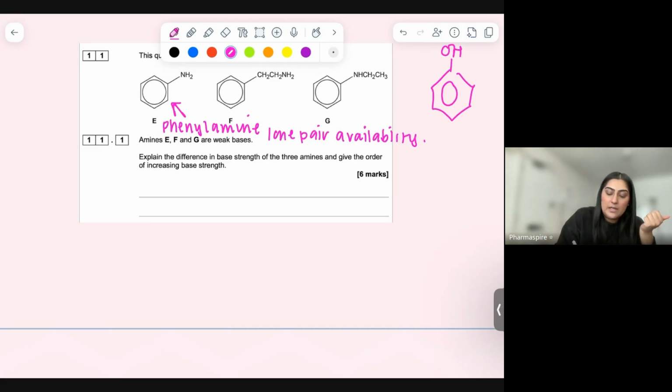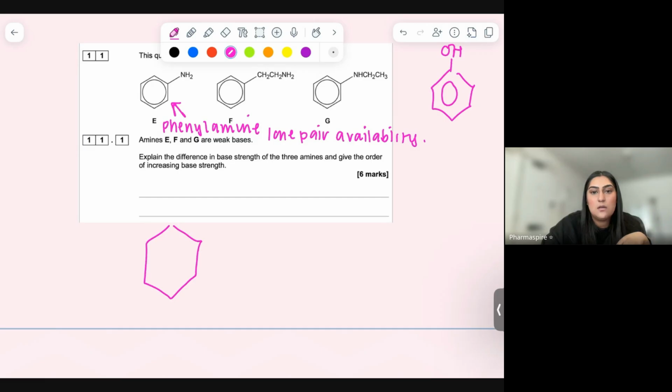Okay, so the issue with phenylamine, is it the most basic one or the least? Okay, so the reason why it's the least is this. It's all about lone pair availability. If you have an NH2, your nitrogen has a lone pair on it. Now, the ring in the benzene group, is it full of electrons, is it electron dense? Yes or no? Yeah, that's why it's susceptible to electrophilic attack, isn't it?